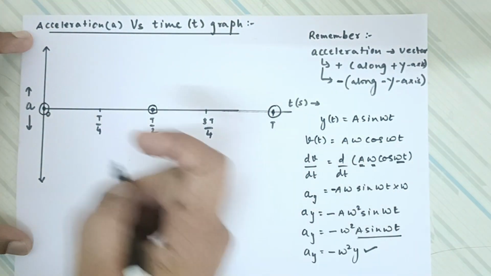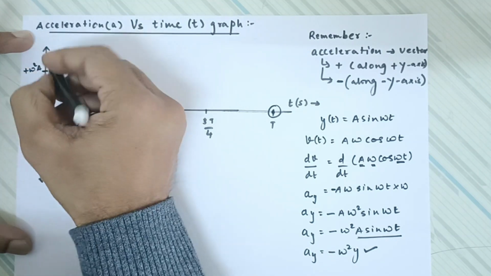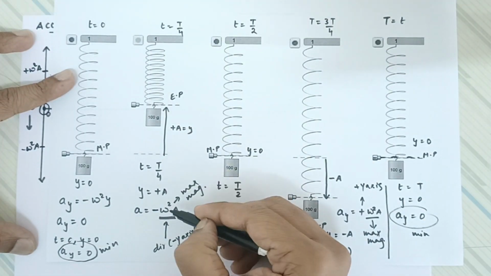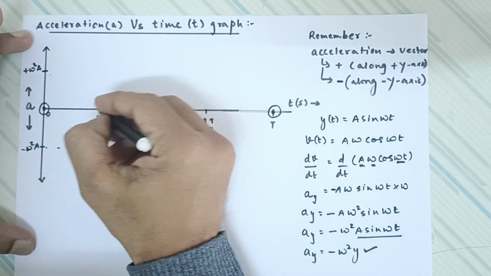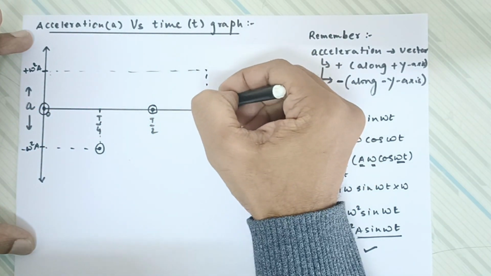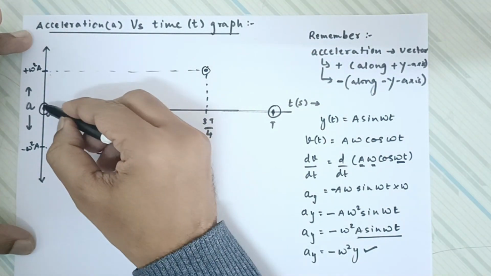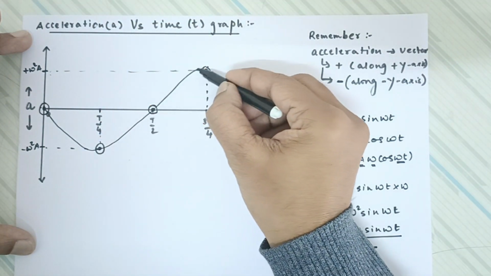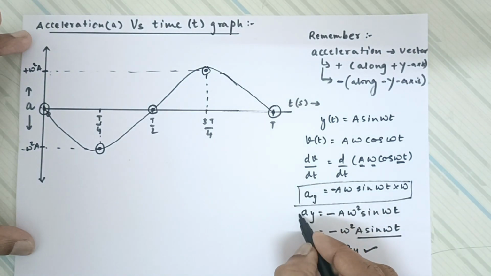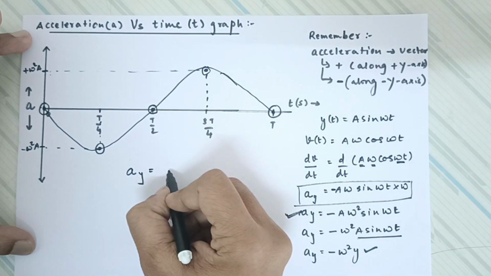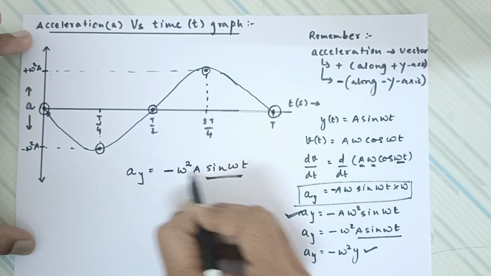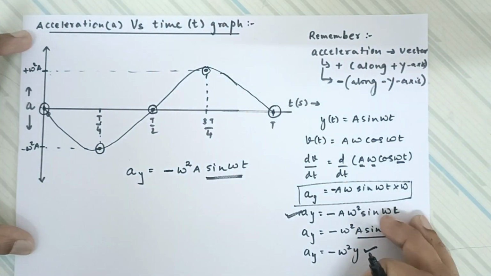So I am going to simply say that this is plus omega square a, and the same here minus omega square a. So at time T by 4, I had acceleration negative omega square a, like this. And at time 3T by 4, I had maximum magnitude, but opposite in direction. If you look carefully, this is again almost a sine function, but the opposite one. The final expression, I should be saying, is that acceleration is minus omega square a sine omega t. So actually it is the negative of the sine graph. The sine graph ideally is like this, and this is opposite.